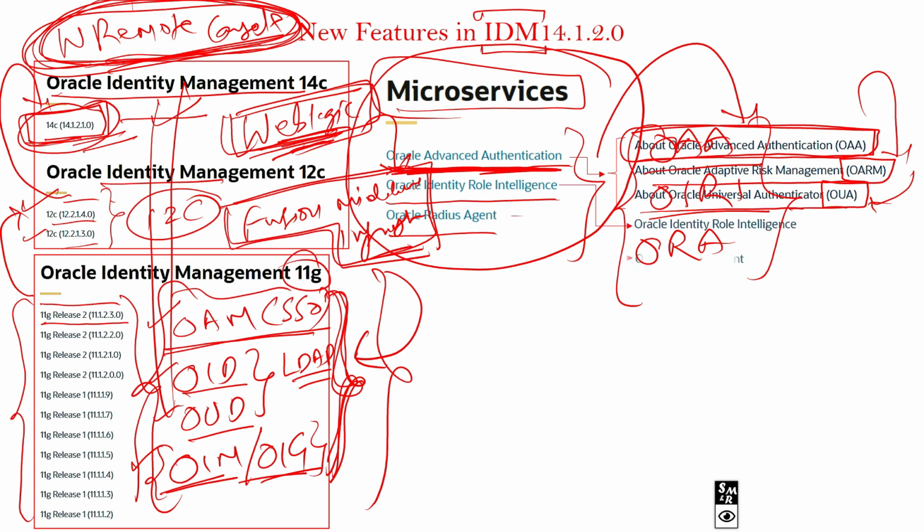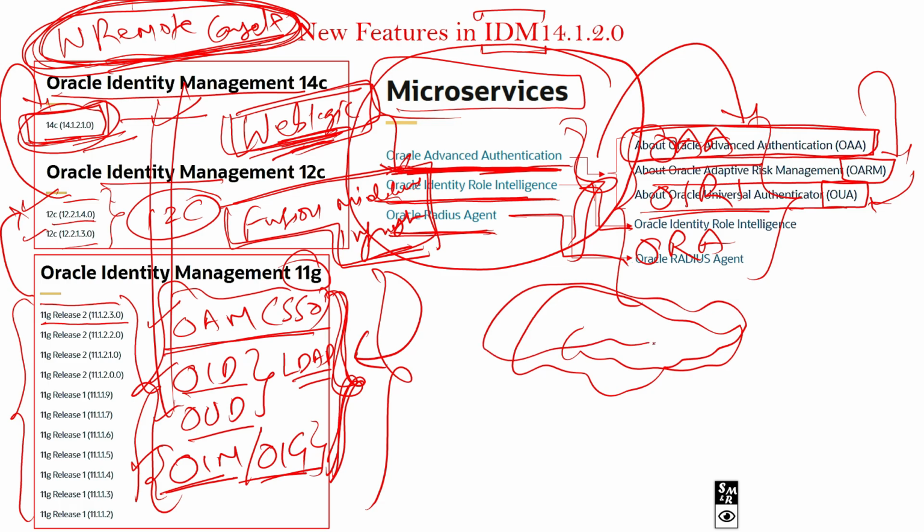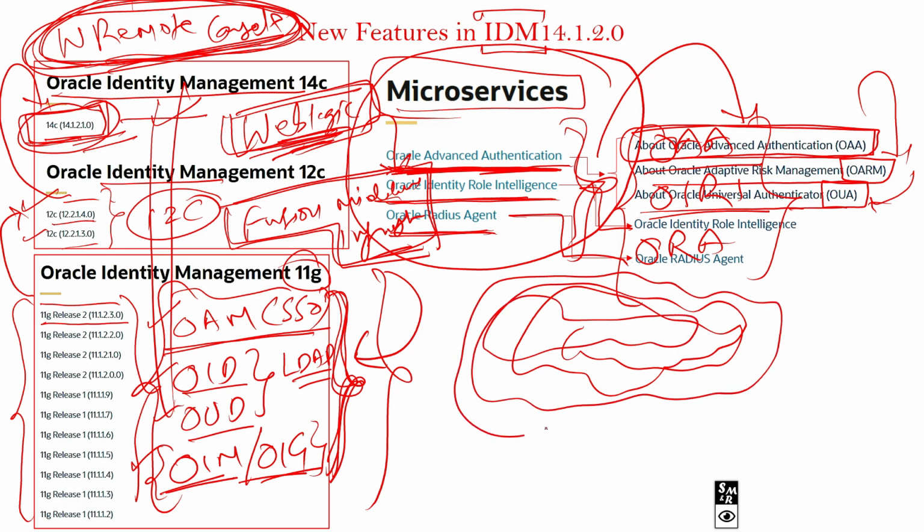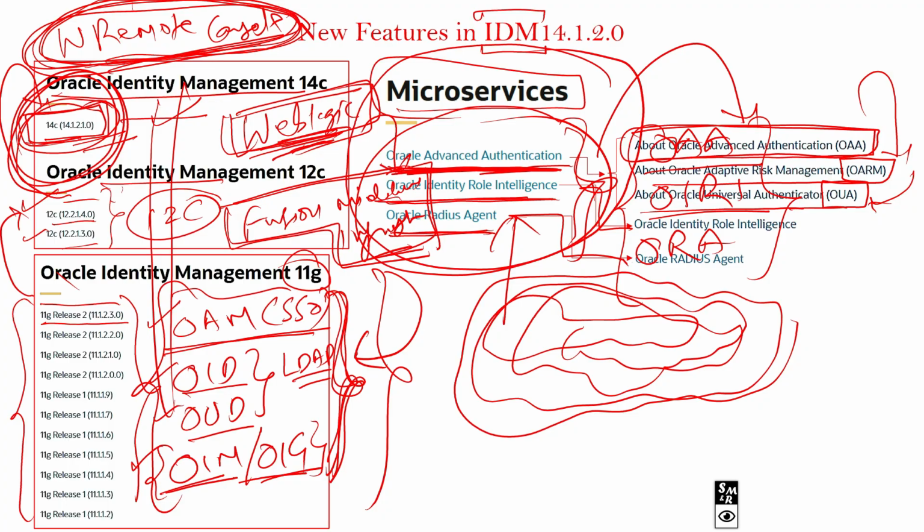Right? And these are separate components. When we talk about Oracle Identity Role Intelligence, it is a different product. And Oracle RADIUS Agent is a separate product. But to get the maximum benefit, most of the time all these components are integrated with each other to get the maximum benefit of the identity services. These are specifically implemented in microservices, which I am going to cover in later sessions. Right now I am going to cover the enhancements in the identity stack of the 14.1.2 version.